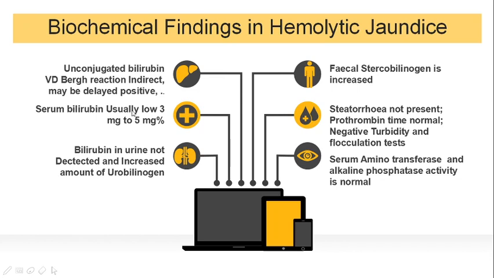Then serum bilirubin will be usually low, 3 to 5 milligram %, and bilirubin in urine is not detected, and an increased amount of urobilinogen in urine is found. Fecal stercobilinogen is increased, steatorrhea is not commonly present, and prothrombin time is normal. Turbidity and flocculation tests are negative. Serum aminotransferase activity is normal, and serum alkaline phosphatase activity is also normal.